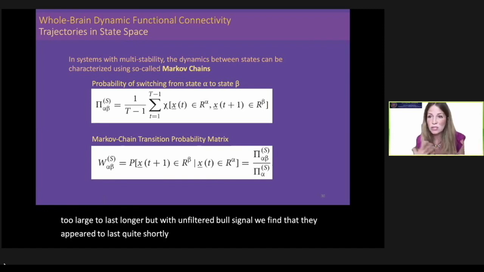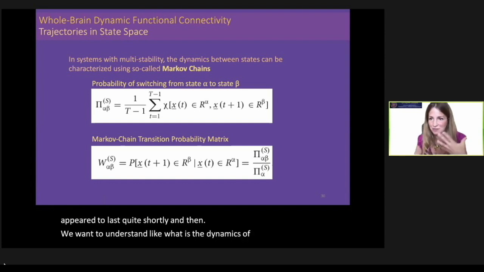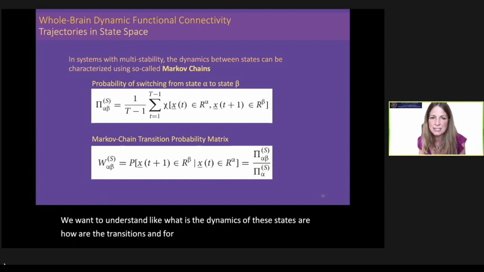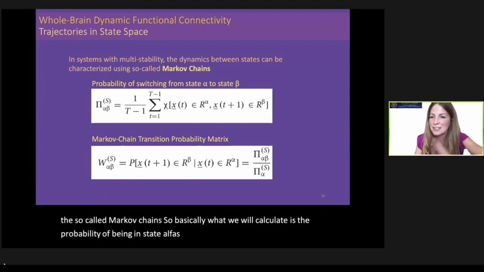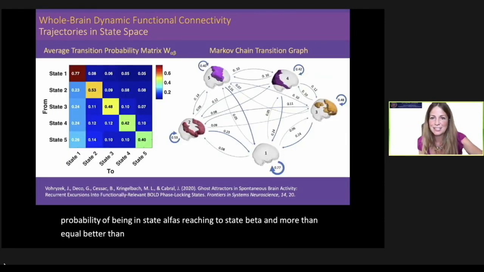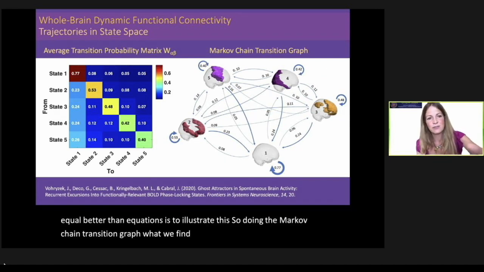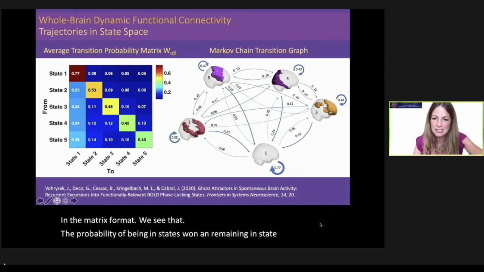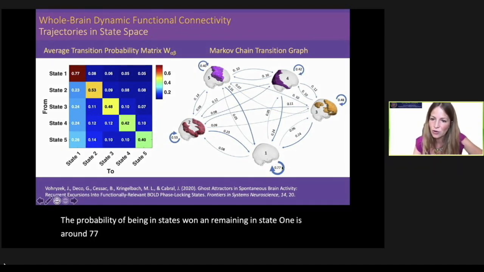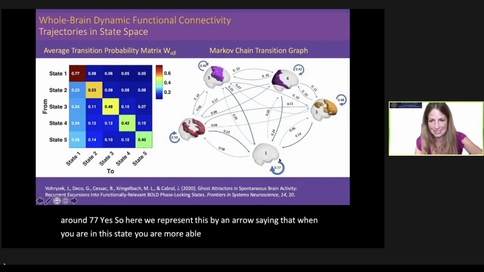And then we want to understand what is the dynamics of these states, how are the transitions? And for this, in systems of multi-stability, we use the so-called Markov chains. So basically, what we will calculate is the probability of being in state alpha and switching to state beta. And better than equations is to illustrate this. So doing the Markov chain transition graph, in the matrix format, we see that the probability of being in state one and remaining in state one is around 77%. So here we represent this by an arrow saying that when you are in this state, it is more probable to remain in this state.